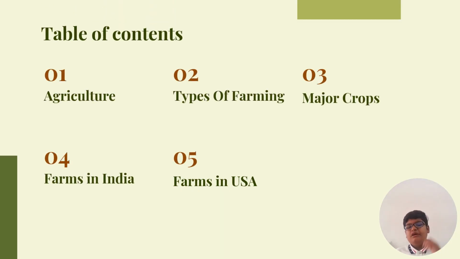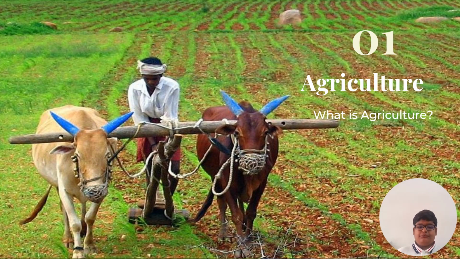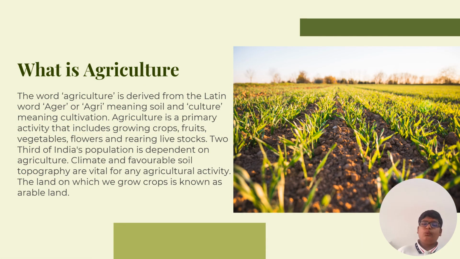In this chapter we study about agriculture, types of farming, major crops, farms in India and farms in USA. Agriculture. What is agriculture? The word agriculture is derived from Latin word ager or agri meaning soil and culture meaning cultivation. Agriculture is a primary activity that includes growing crops, fruits, vegetables, flowers, and rearing livestock.